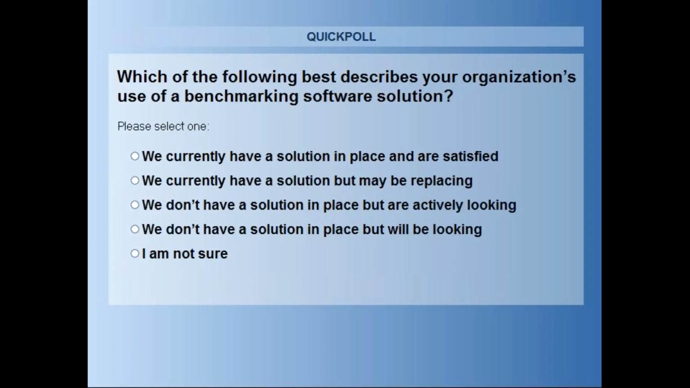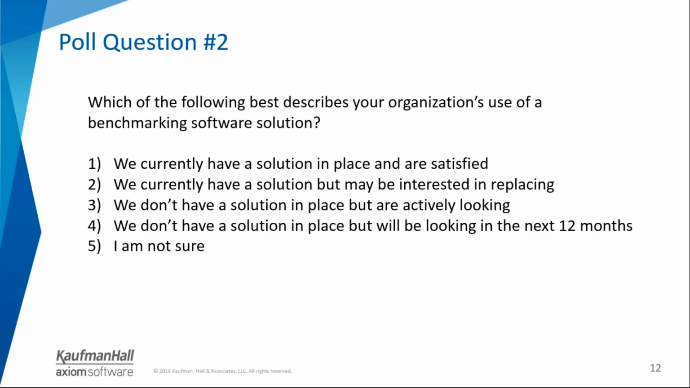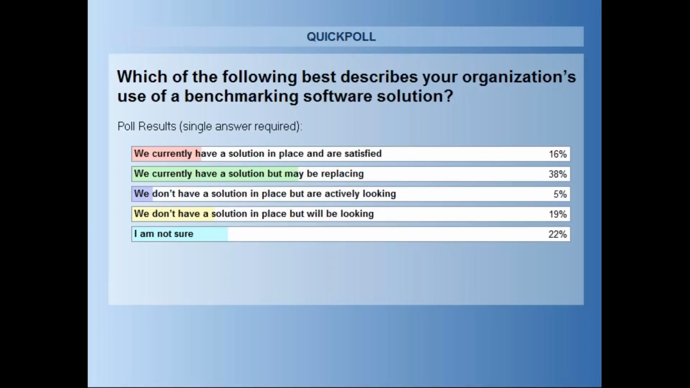The first answer is we currently have one in place and are satisfied. Second one, currently have a solution but may be replacing. We don't have a solution in place but are actively looking. And we don't have a solution in place but may be looking at some point, or I'm not sure. I'll give you a couple seconds there as folks answer, and let me share these results. So it looks like a lot of folks have a solution but may be looking to replace that. And then that's followed by either folks who aren't sure or who don't have a solution but will be looking.